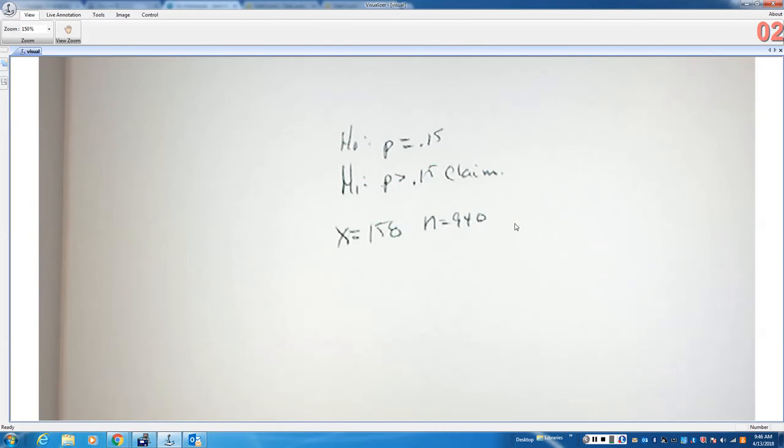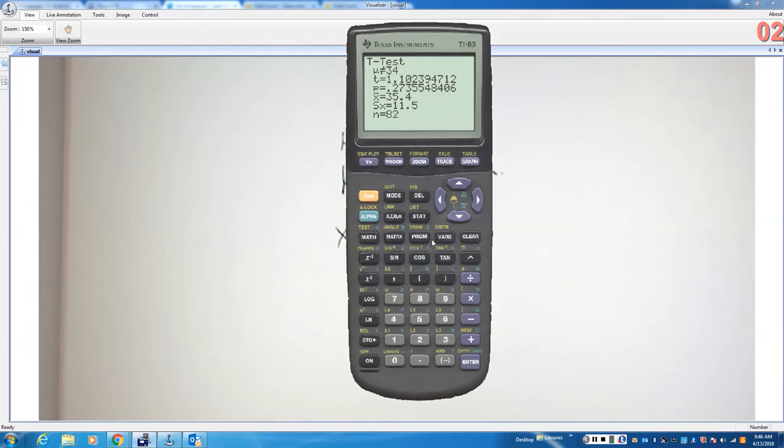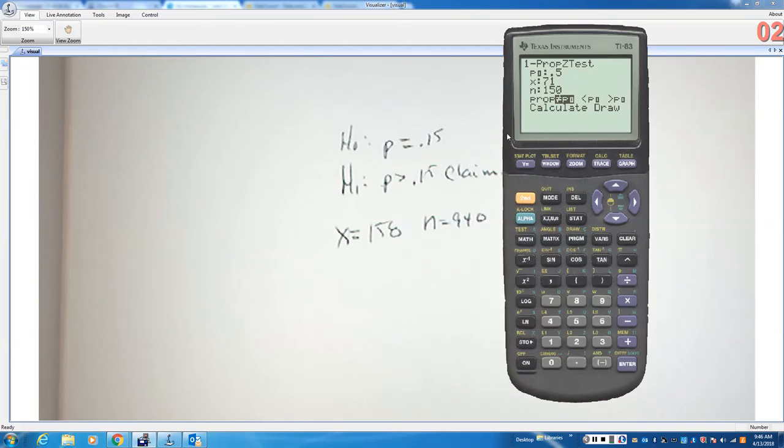Now, x and n. So what you want to do is go over here to your calculator. You're going to go to stat, go out to test, and go out to 1-PropZTest. What you put on the first one is 0.15. The next one is going to be 158, and the next one is going to be 940. Now this goes with the alternative, so it's going to be this one right here. And then you hit the calculate button, and you get your p-value.